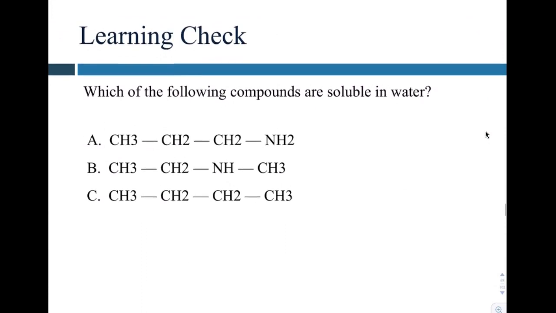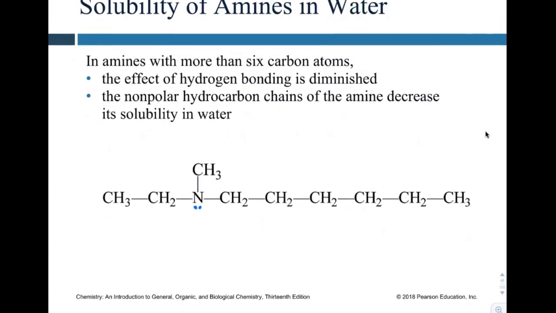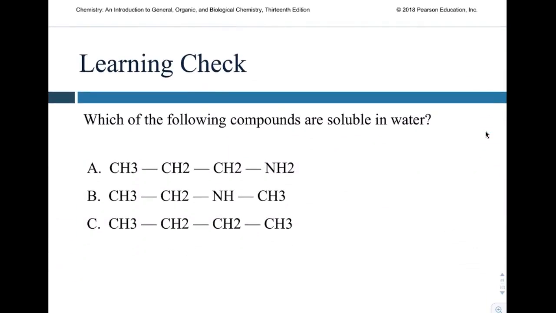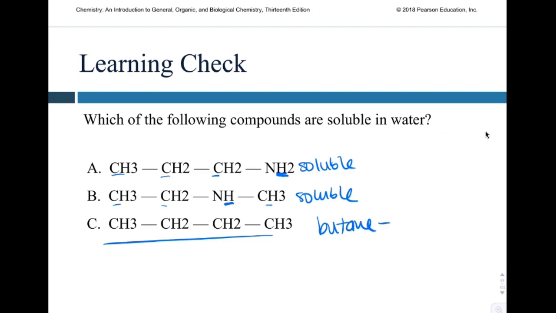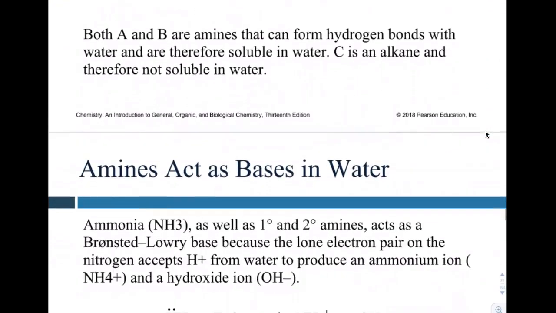So let's think about which of the following compounds are soluble in water. They just told us that if it's more than 6 carbons, it's probably not soluble. So let's look in here. 1, 2, 3, probably soluble, and I can make 2 places for hydrogen bonding. Here, I can make at least 1 place for hydrogen bonding. 1, 2, 3, probably soluble, not more than 6. Here, I don't have any N's. That's just butane, and that is an alkane, which is insoluble. So be careful with questions like that.